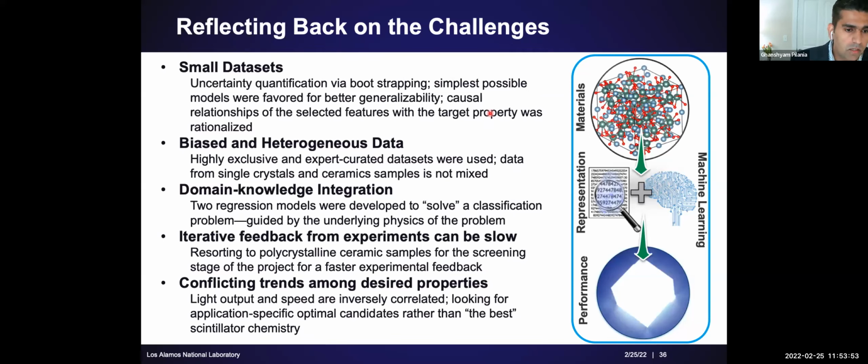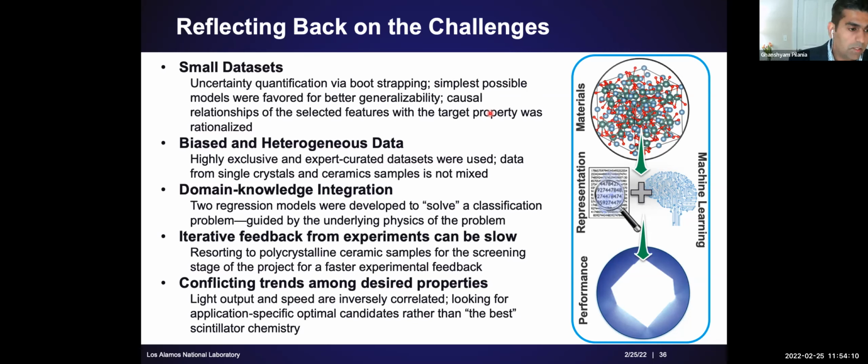Domain knowledge integration turned out to be a key thing here. We developed 2 regression models to solve a classification problem, and the nature of these 2 regression models was completely decided by the underlying physics of the problem.